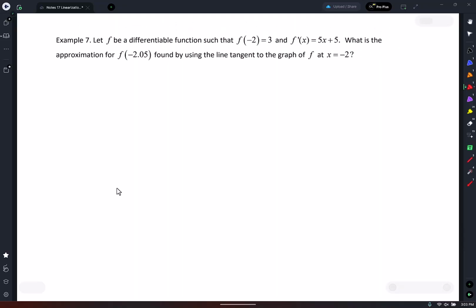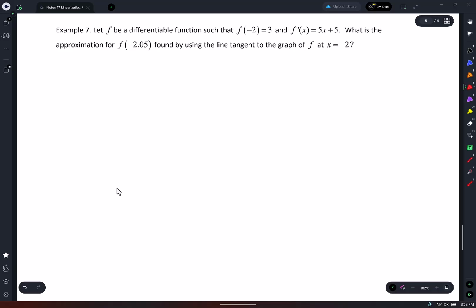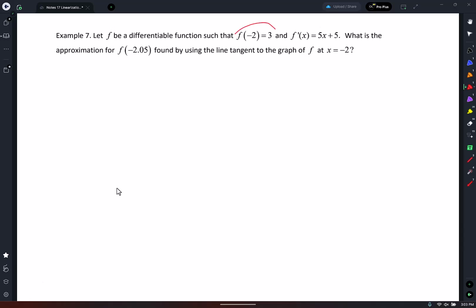Example 7. Let f be a differentiable function such that, here's my point, and here's my derivative. What is the approximation of f of negative 2.05 found by using the tangent line to the graph of f at x equals negative 2? We're going to use our tangent line to approximate our curve at that value. I need a point, which I already have, negative 2 comma 3. Now I need a slope: f prime of negative 2 equals 5 times negative 2 plus 5, so negative 10 plus 5, which gives negative 5.